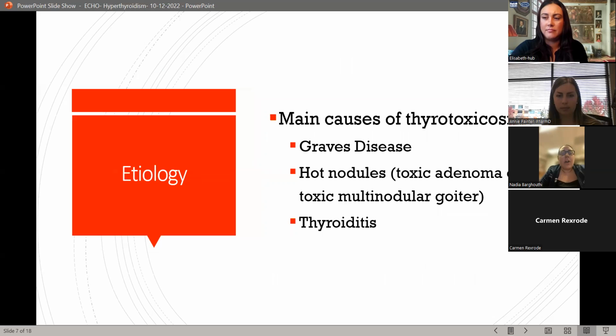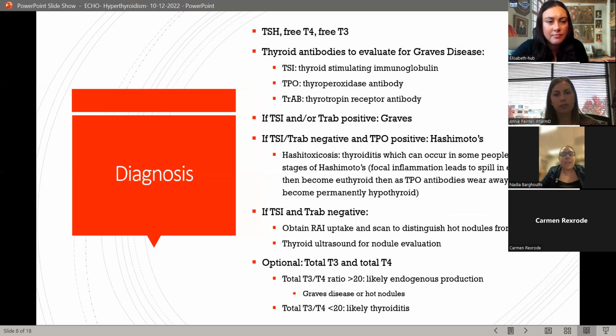So the main causes of hyperthyroidism are Graves' disease, hot nodules, which is either one nodule called toxic adenoma or multiple, which is called toxic multinodular goiter, or thyroiditis. So Graves' disease is an autoimmune disease where you get antibodies that attack the thyroid and make it speed up. Thyroiditis, like we talked about, is where you get something like an IV contrast that has a lot of iodine, or a viral illness or something like that. And then it just spills a bunch of thyroid hormone. And then toxic nodules are where you have focal areas that are making extra thyroid hormone.